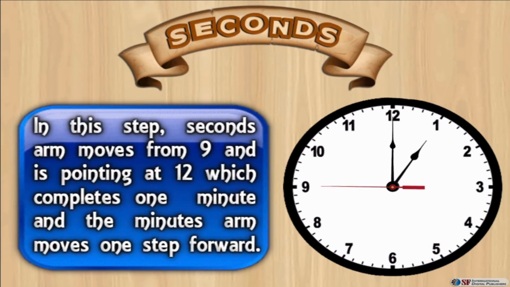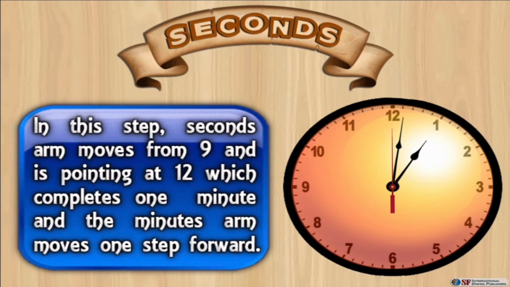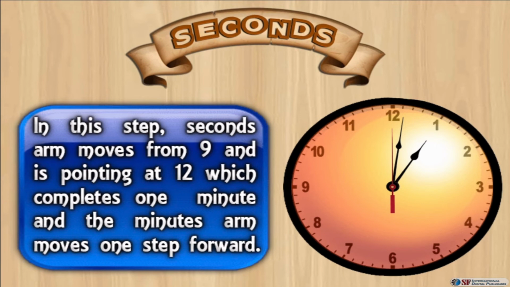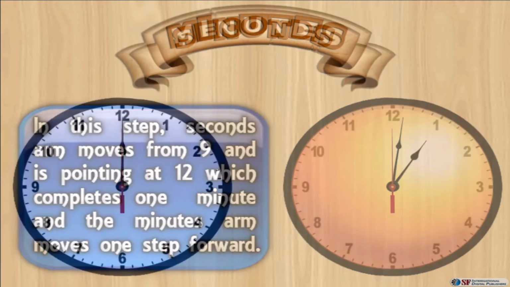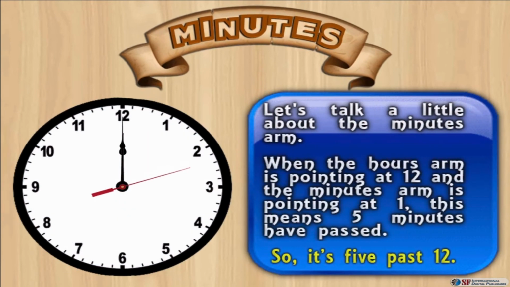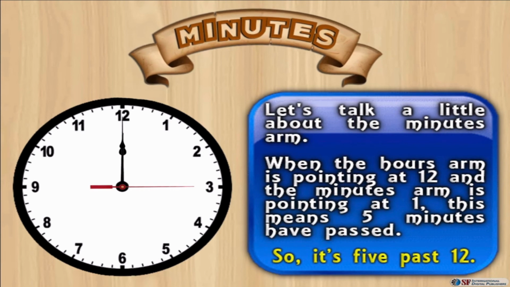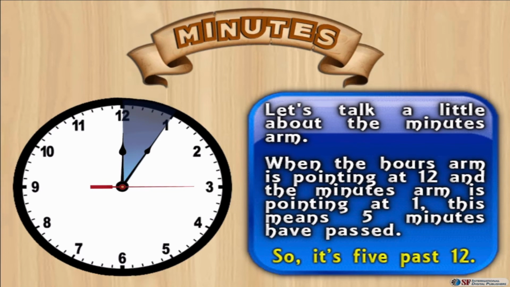In this step, the seconds arm moves from 9 and is pointing at 12, which completes 1 minute, and the minutes arm moves 1 step forward. Let's talk a little about the minutes arm. When the hours arm is pointing at 12 and the minutes arm is pointing at 1, this means 5 minutes have passed, so it's 5 past 12.